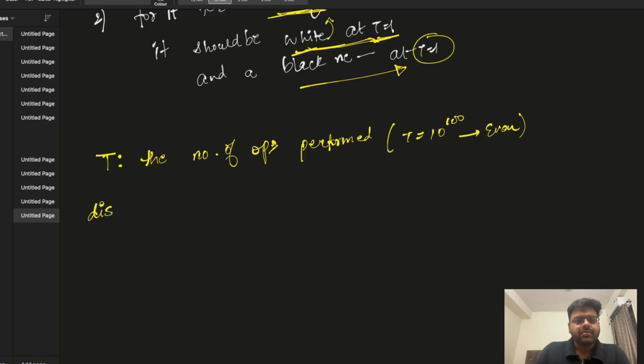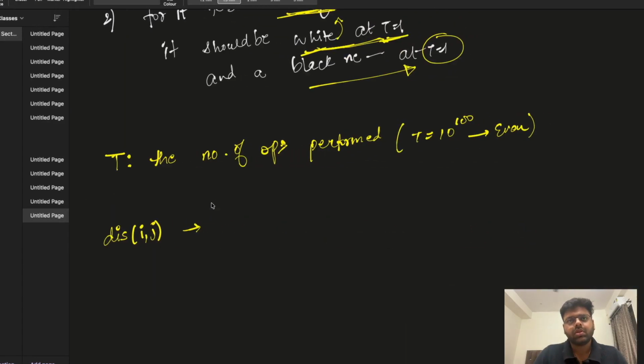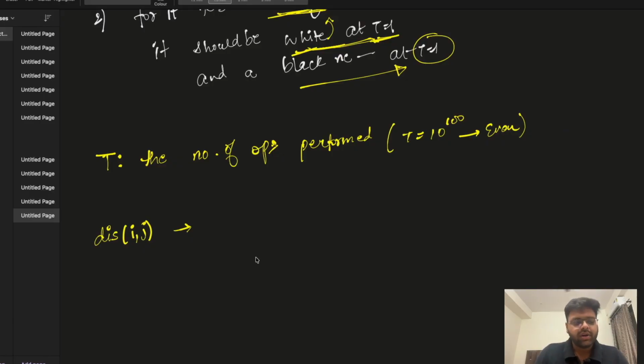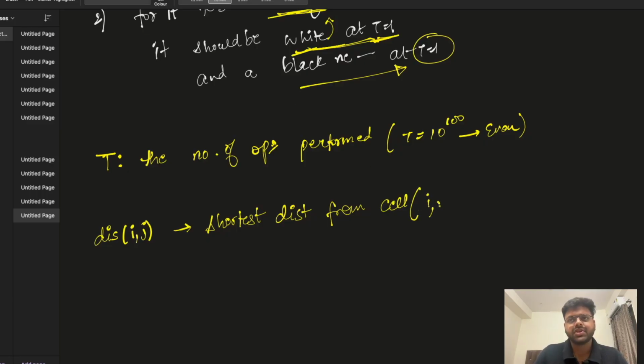Now let's define distance. Let me first define what I mean by distance, then we'll see what we mean by distance of 0. Let's define distance of i comma j. What distance of i comma j is: the shortest distance from cell i comma j to the nearest black cell, the original black cell.